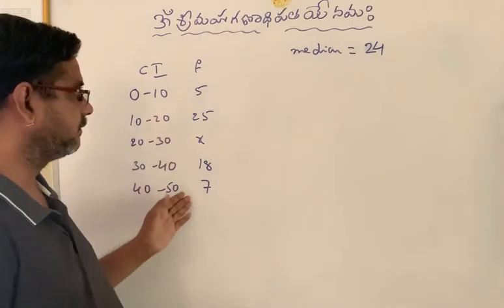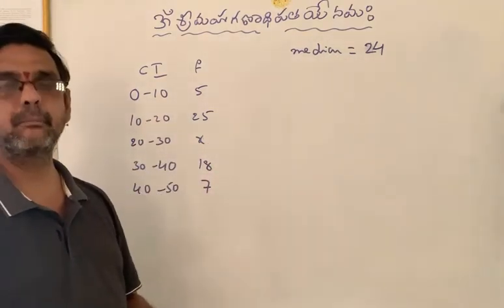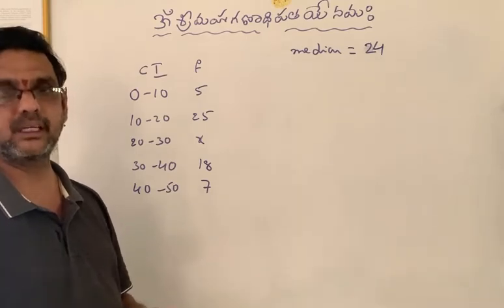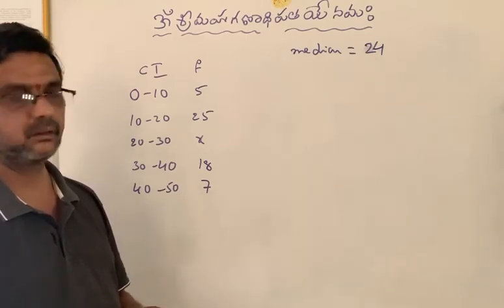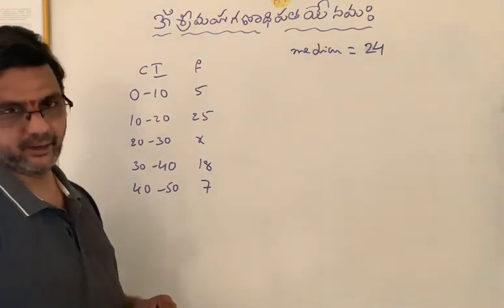My dear student, today I am going to explain finding the missing frequencies of a group of data when its median value is given. You know that median is the middlemost observation of the given data. So first we need to arrange the given data in ascending order.